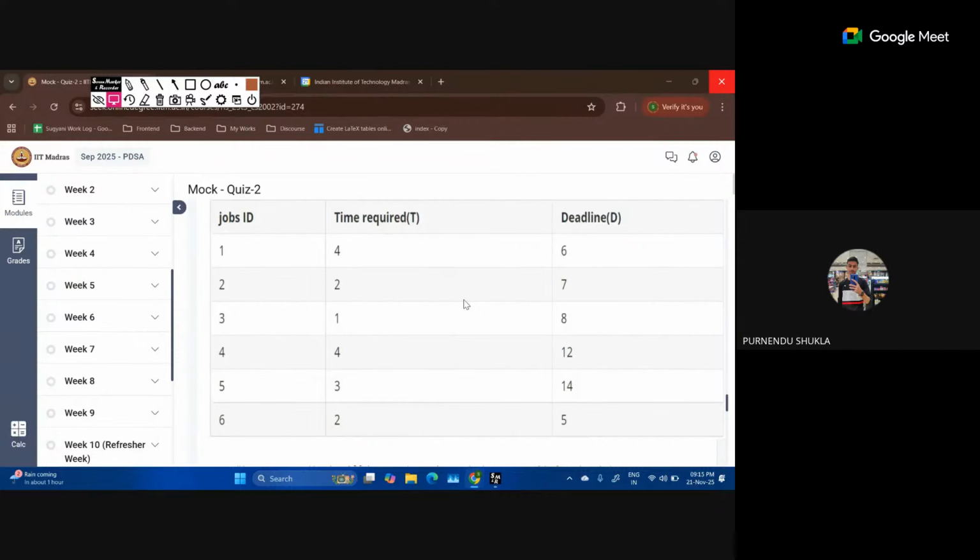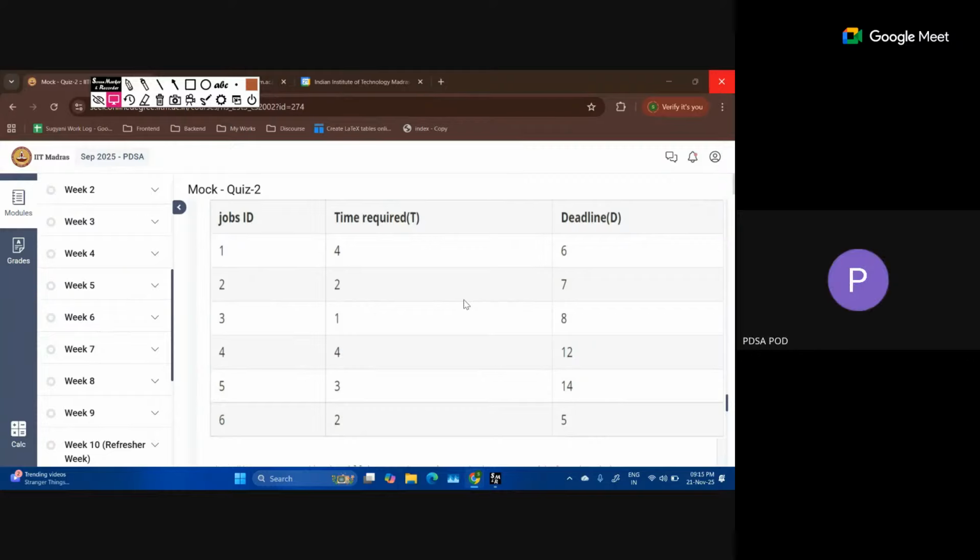Else, we will subtract the completion time from the deadline, and take the mod value of it. So that will give us the lateness. Next, we will keep on adding the time required for completion for the next job ID. So first of all, we need to sort by the deadline itself.